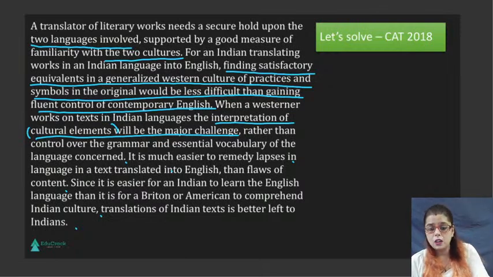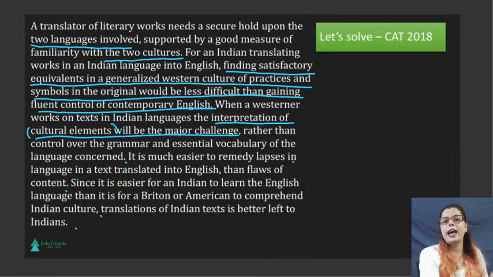But if a Briton, or an American, wants to translate Hindi to English, that becomes a challenge for them because they don't know the cultural implications of the text. I am an Indian, I understand the culture of it, I know the language also. So for me to make that translation, it is easier.